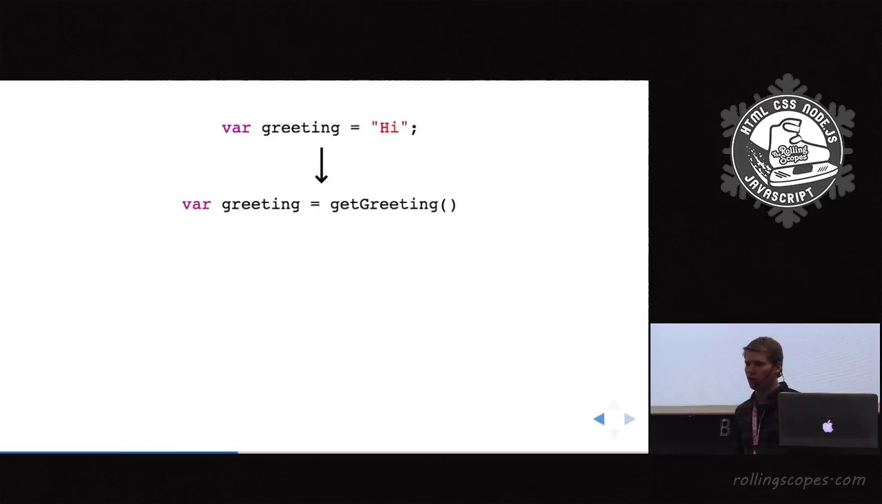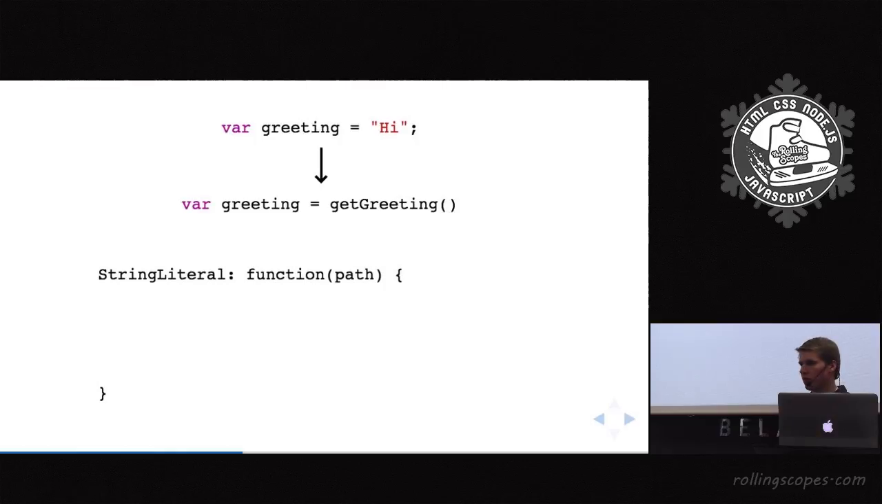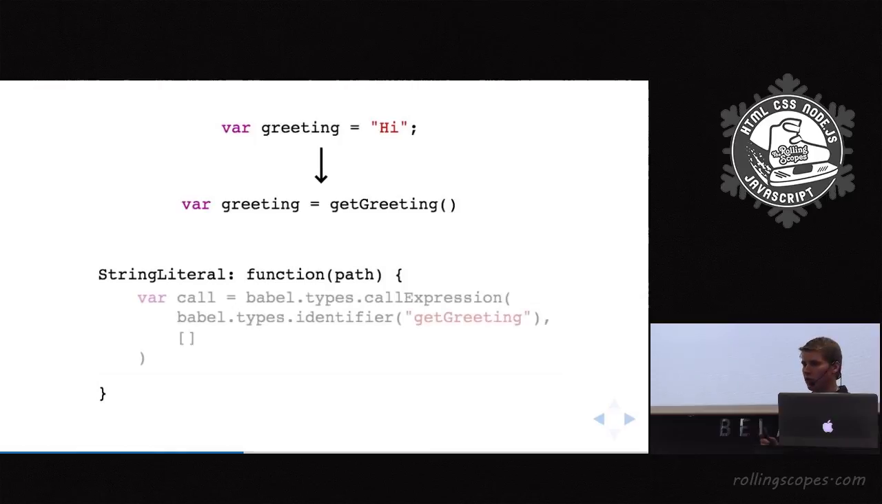And to do that, we do the same thing as before. We still need a visitor on the string literal because we want to replace a string literal. But this time, we actually have to create a new node. And we can do that using Babel types. So the type of the node we want to create is call expression, and it takes two parameters. The first one is the thing that we're trying to call, and the second is the list of arguments. In this case, we don't have any arguments, so it's just an empty list.